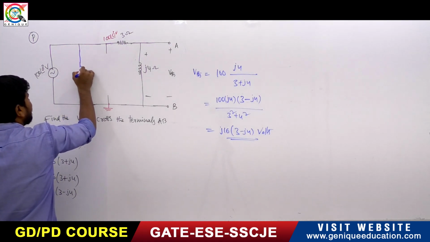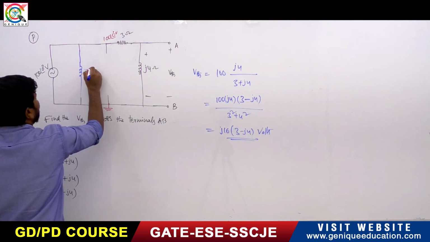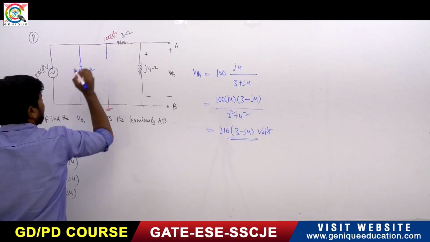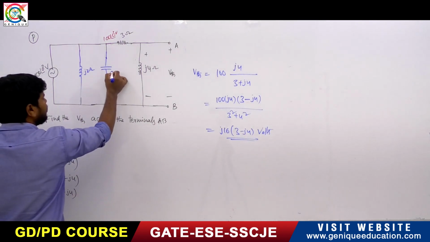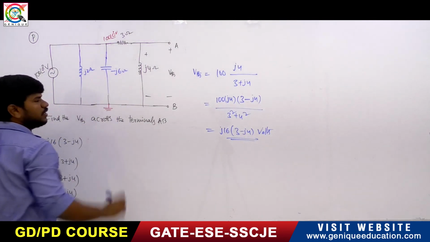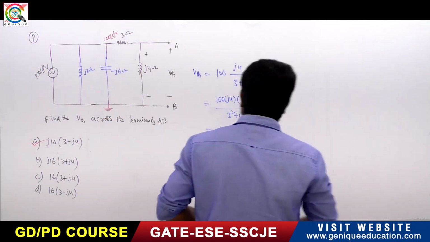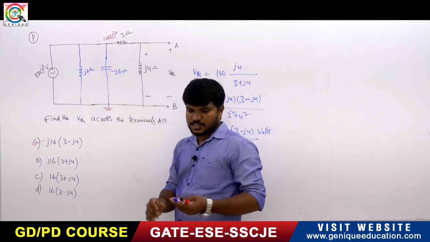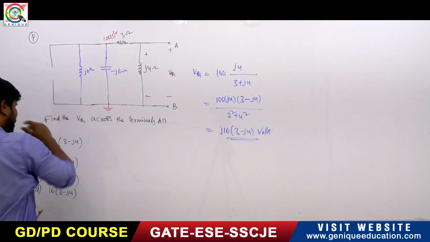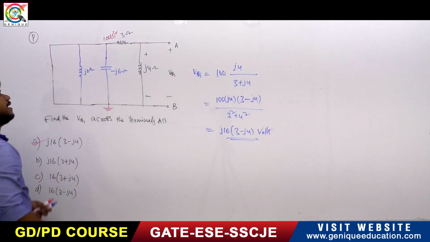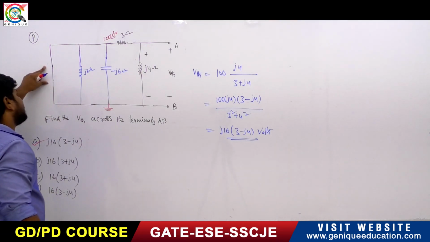Because there is one j2 inductive reactance there. I think this was the original question, right? This was the original question. Yes. So how to find the RTH? To find the RTH, I have to deactivate the dependent source. So it is a voltage source, I can replace this with a short circuit.